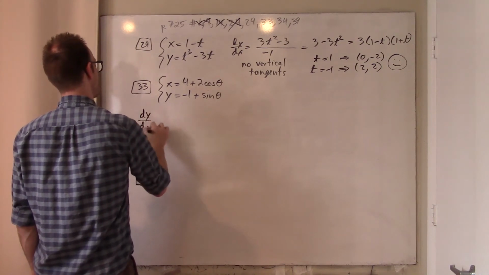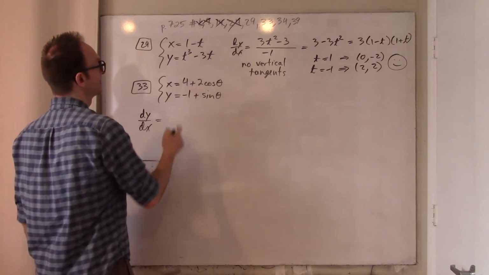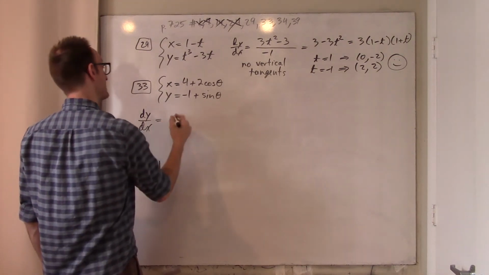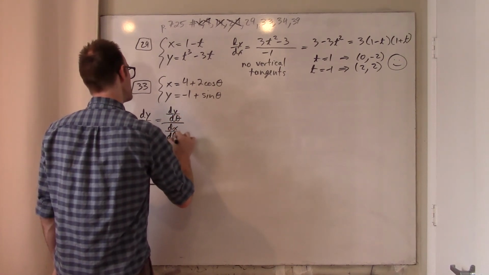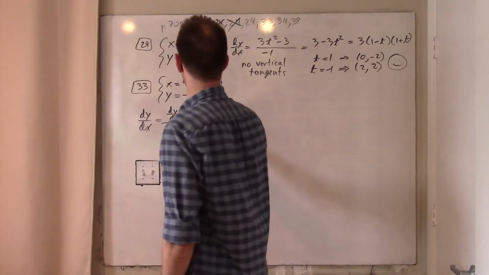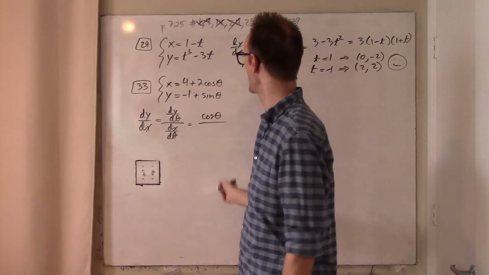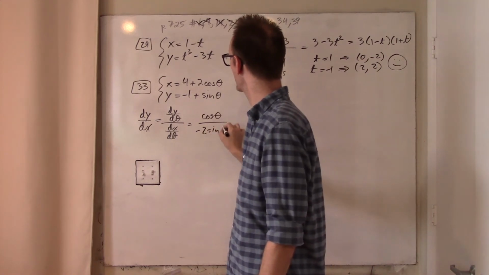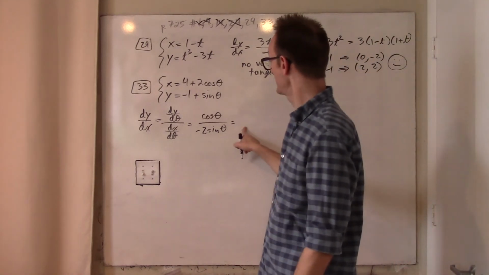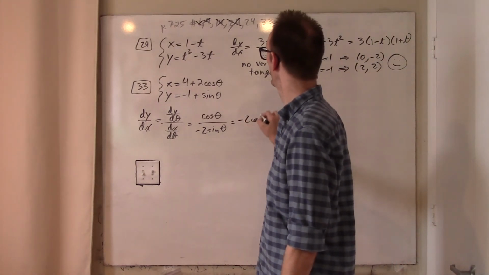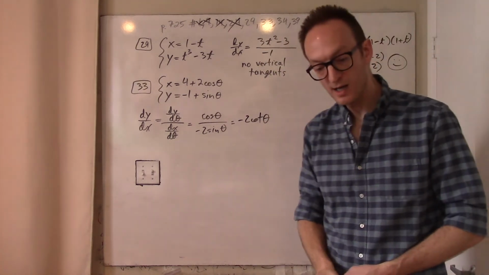So let's start with just computing dy/dx. What do I get? Well, it's dy/d theta over dx/d theta. Dy/d theta, derivative of sine is cosine. Dx/d theta, derivative of cosine is negative sine, so I get negative 2 sine. So this is negative 2 cotan theta. That's just my answer. Okay.